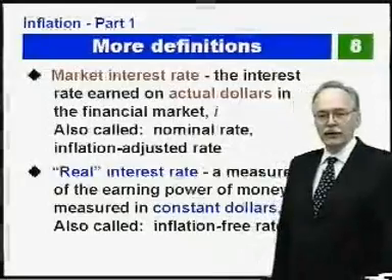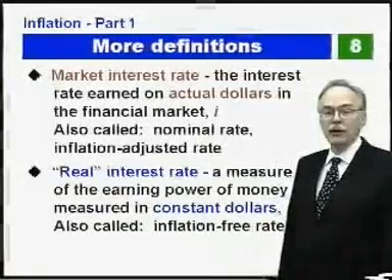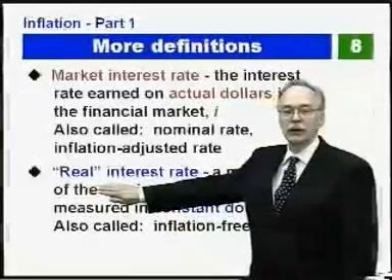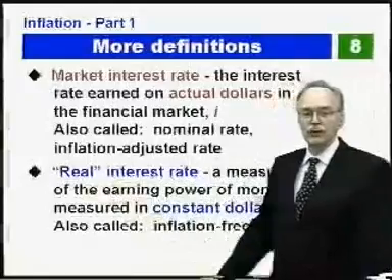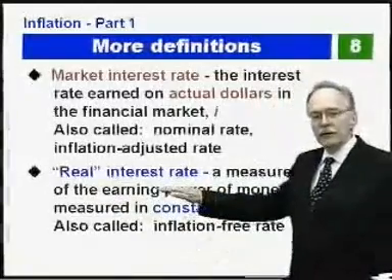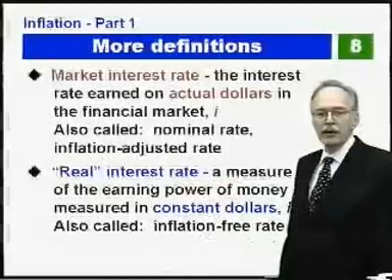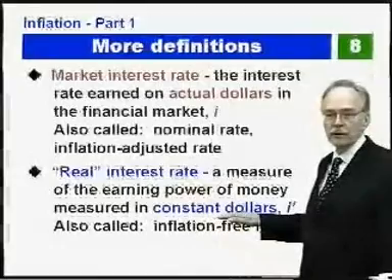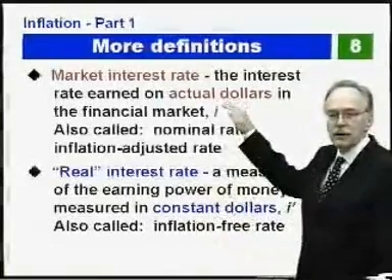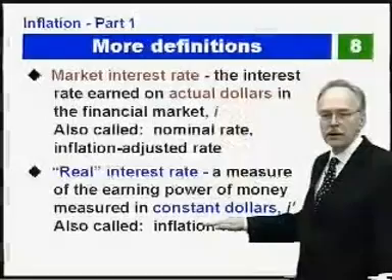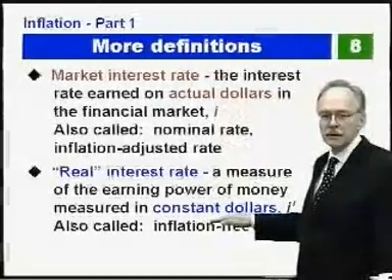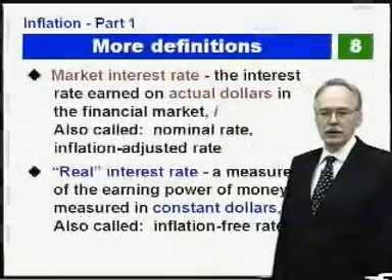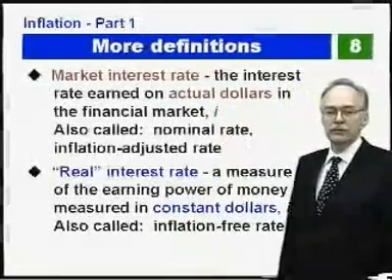The other important definition is real interest rate. And here's another situation where economists take an ordinary English language term like real, give it a very specific technical meaning that confuses most people. The definition of a real interest rate is a measure of the earning power of money measured in constant dollars. Now, we said constant dollars generally are not observable. We can observe actual dollars, and then we have to back out through some arithmetic to find out what the constant dollars are. And then we have to do more arithmetic to find out what the real interest or the real growth rate was. Sometimes this is called an inflation-free rate.